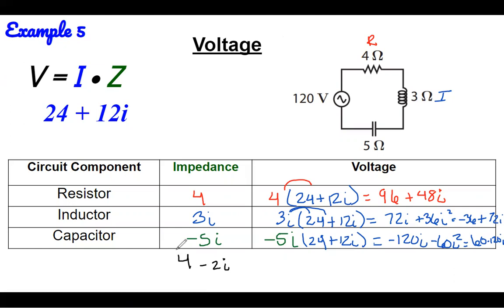The bottom part, don't forget about this part right here. Altogether, 24 plus 12i. So what would be my first step? Distribute. We have 24 times 4, 96. 4 times 12i, positive 48i. Negative 2 times 24, negative 48i.